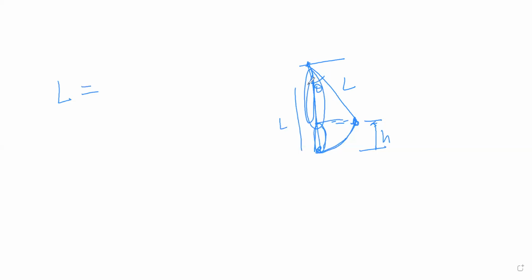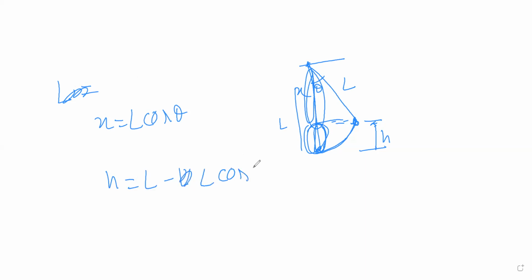Adjacent means this distance, suppose X. So our X we can write as L cosine theta, right? So what is this distance? H. H equals L minus L cosine theta, right? So L we can take common: L times (1 minus cosine theta). So if the length of the wire is given and we are asked to calculate the height, we can use this formula if the angle is given.